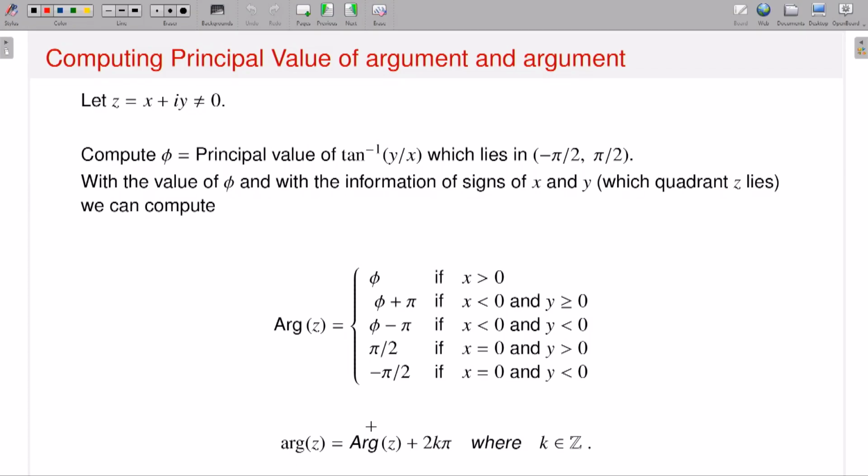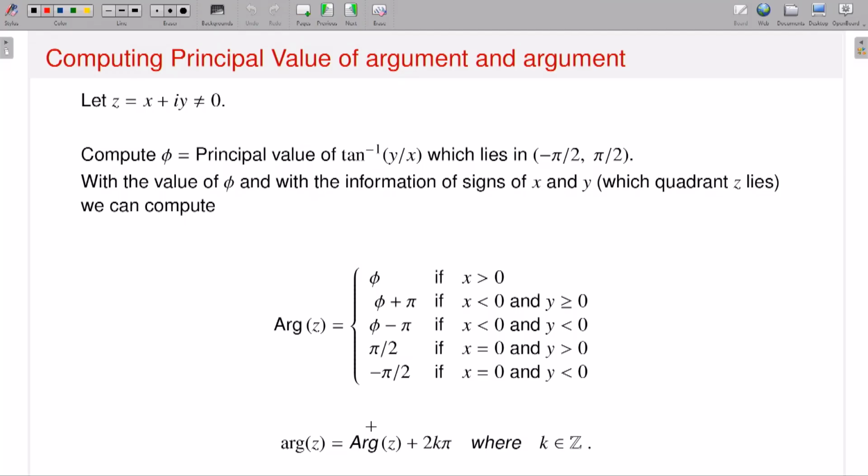But this is very nice actually. If someone asks you to take a non-zero complex number and find the principal argument, this is the formula you should always remember. Given a complex number, how do I calculate the principal argument? You have the small arg of z, that means you have a theta, and if you add 2k pi to it, you get the small argument.